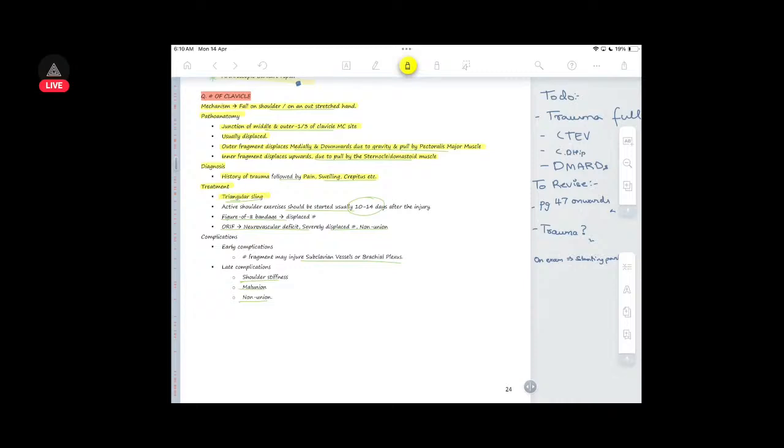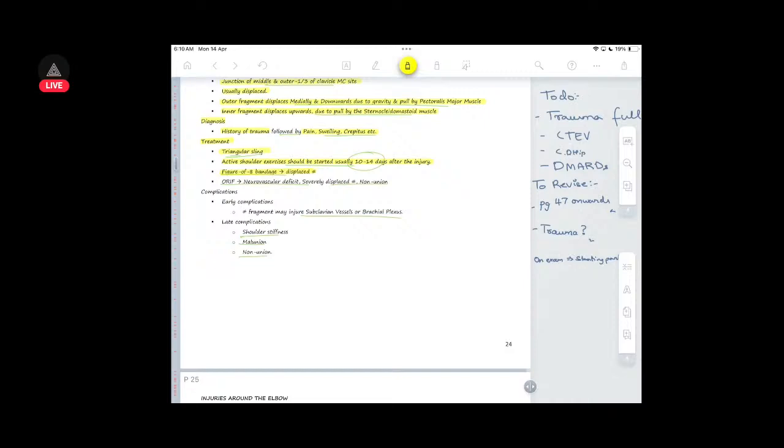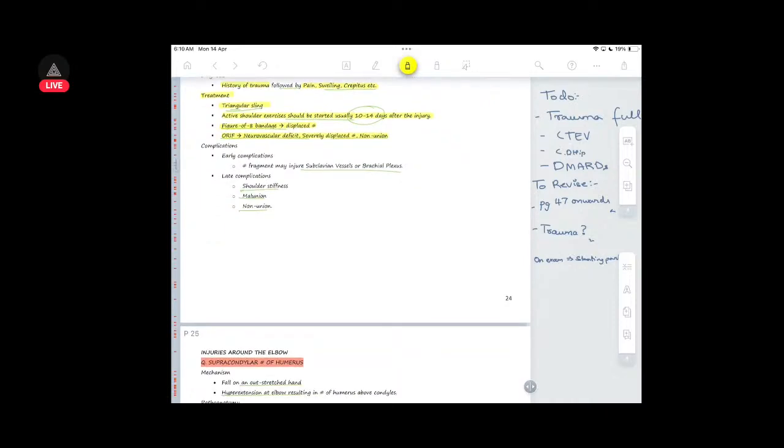Treatment: you provide a triangular sling. Active shoulder exercises usually 10 to 14 days after the injury, and a figure of 8 bandage if there is a displaced fracture, and ORIF, open reduction and internal fixation, if there is neurovascular deficit and a severely displaced fracture with non-union. Then complications: early complication, the fragment may injure the subclavian vein or brachial plexus. Late complications, you have shoulder stiffness, malunion and non-union.